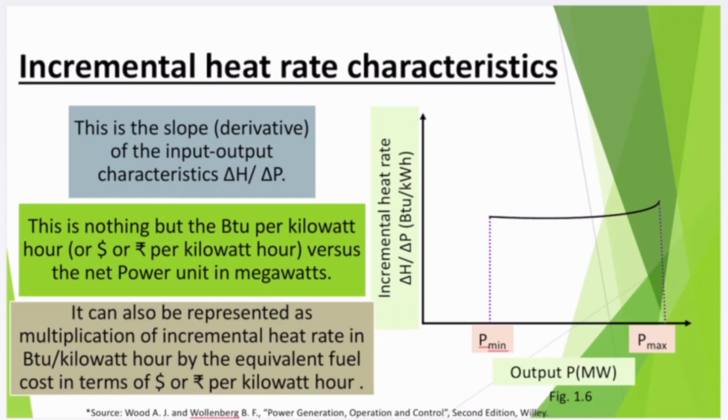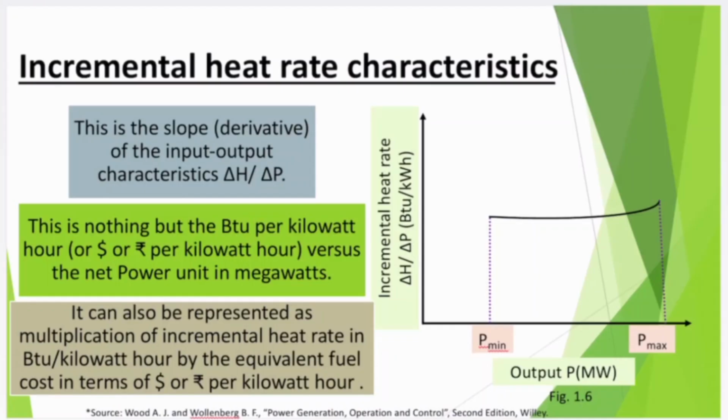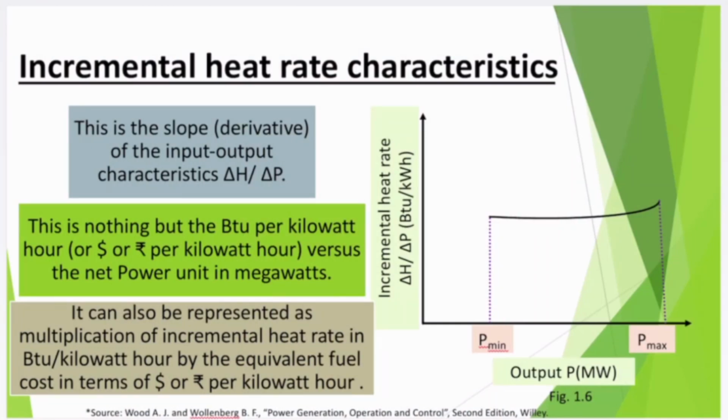If that characteristic is second order, for example A P squared plus B P plus C, if you differentiate, you will get 2AP plus B. Am I right? So you can see this is a very linear type of characteristic in case of the incremental characteristic. This is nothing but BTU per kilowatt hour, that is dollar or rupees per kilowatt hour, versus the net power output in megawatt. It can also be represented as the multiplication of the incremental heat rate in British thermal units per kilowatt hour by the equivalent fuel cost in rupees or dollars per kilowatt hour.